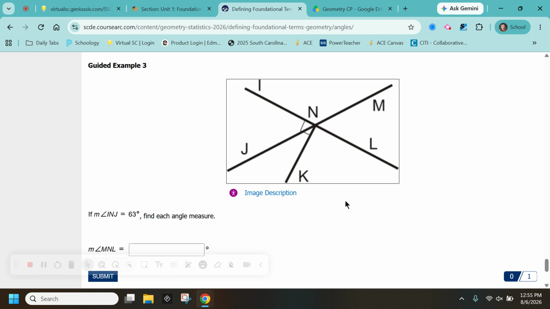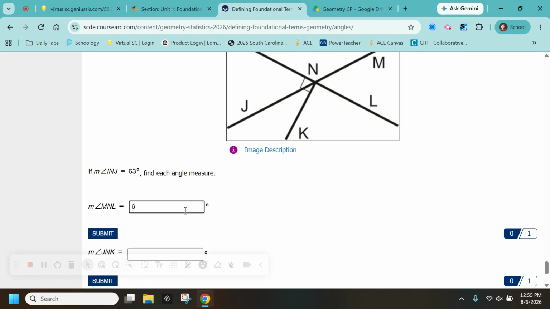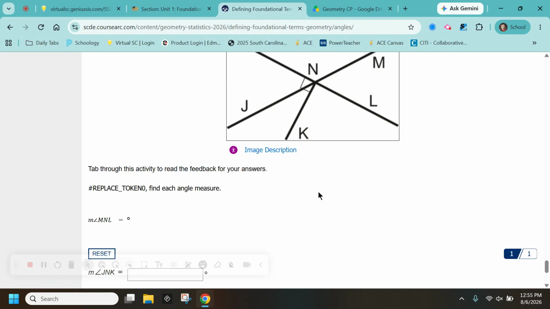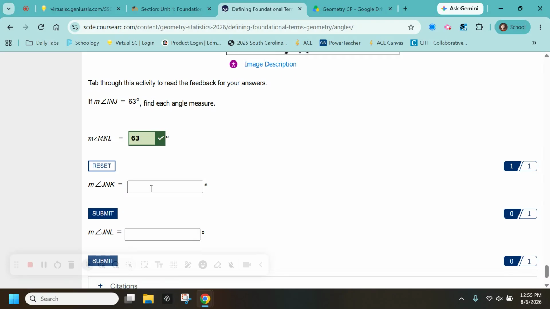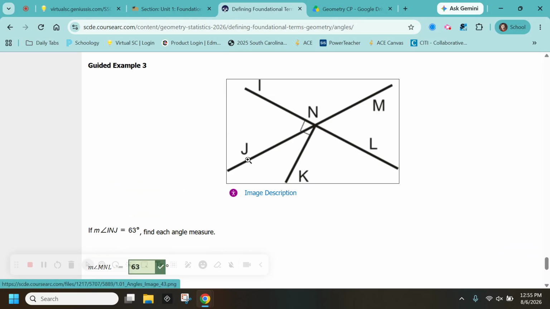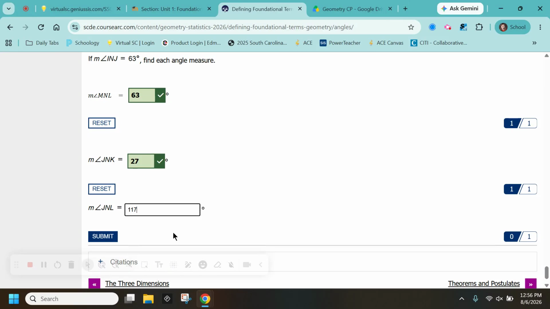All right, and then guided example 3. So if the measure of angle INJ, so this piece here, is 63 degrees, MNL, these two are vertical angles, so they are the same. JNK is this smaller portion of the box, so 90 minus 63 gives us 27. And then JNL, so if we know this is 90, this is 27, 27 plus 90 is 117.